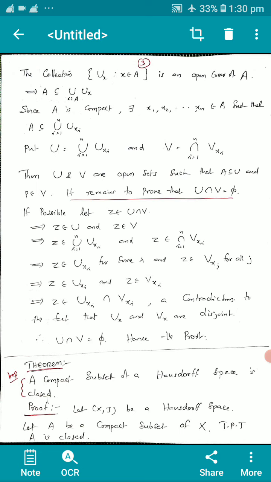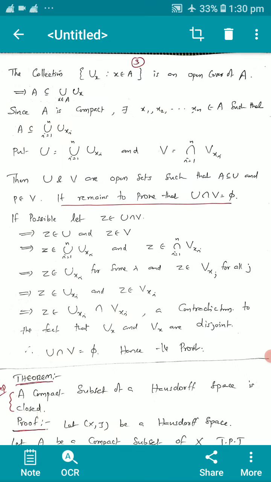The collection {Ux : x in A} is an open cover of A, which implies A is a subset of or equal to the union of Ux, x in A. Since A is compact, we have x1, x2, ..., xn in A such that A is a subset of or equal to the union of Uxi, so that becomes a covering of A. Put capital U equal to the union of Uxi, where i varies from 1 to n, and take V equal to the intersection of Vxi, where i varies from 1 to n.